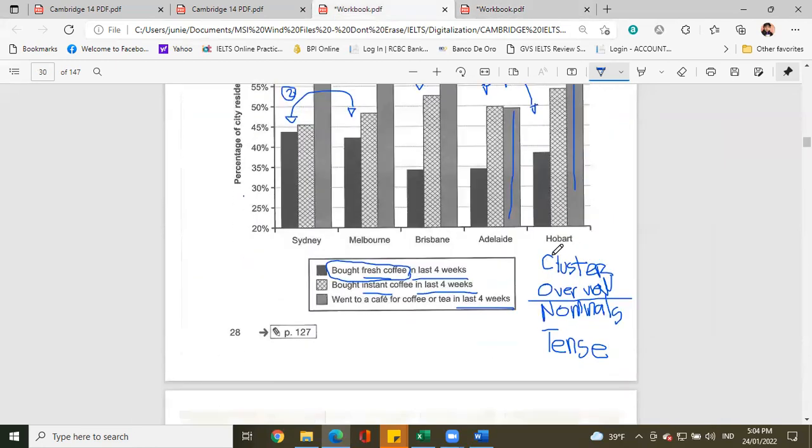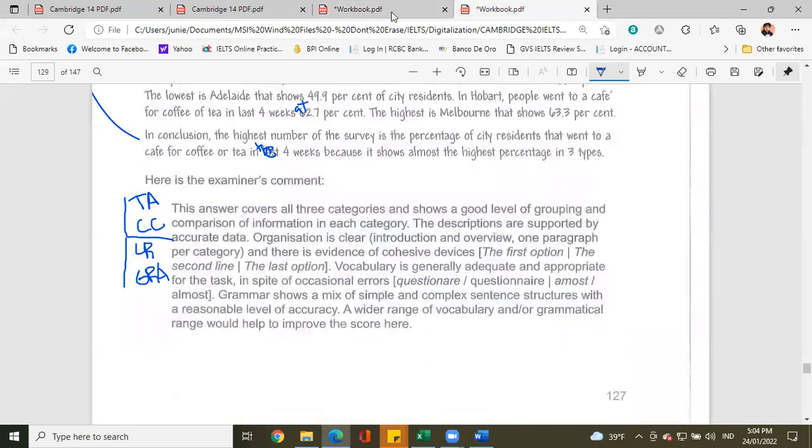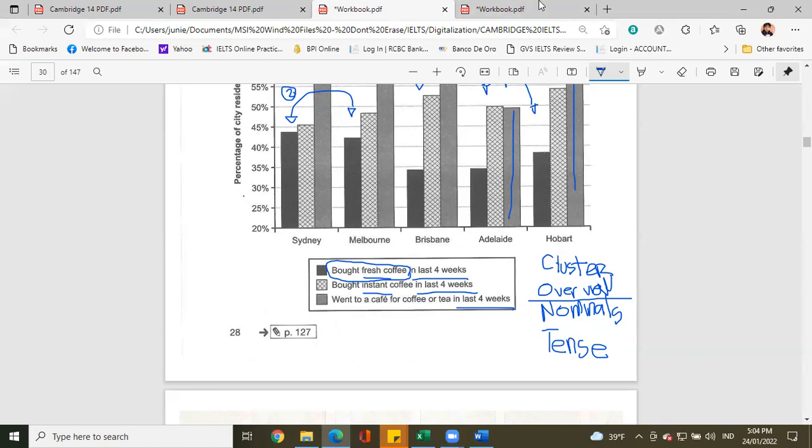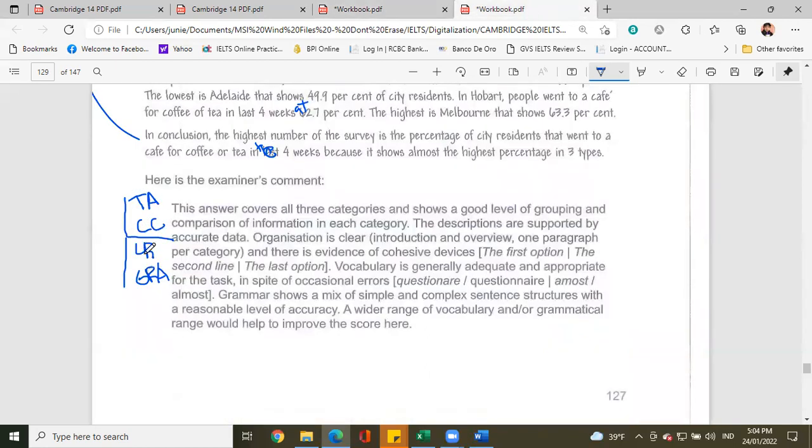So the cluster refers to task accomplishment, TA. Overview refers to coherence and cohesion. Nominals refer to lexical resource. And then tense refers to grammatical range and accuracy. So instead of using these 4 criteria, we made it more precise. Kasi masyadong broad ang ganun eh. So this answer covers all 3 categories and shows a good level of grouping and comparison of information in each category. So that's really the cluster. No? The descriptions are supported by accurate data. So all of that is the cluster.